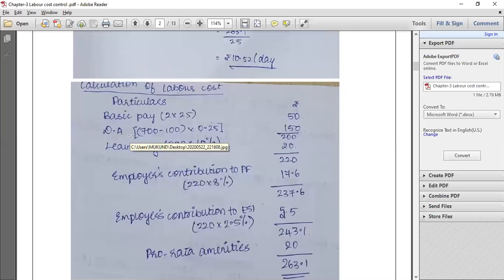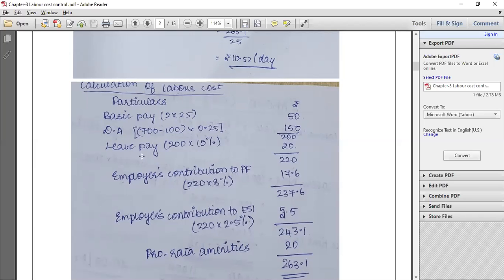Then DA, as I told you, the current cost of index is 700. For every point over 100 points, the dearness allowance would be 0.25 rupees. Over and above 100 points means we reduce 100 from 700, so we have 600 points. That 600 into 0.25 would be 150 rupees. So the dearness allowance for an employee per month would be 150 rupees.